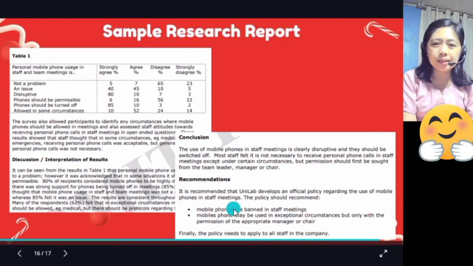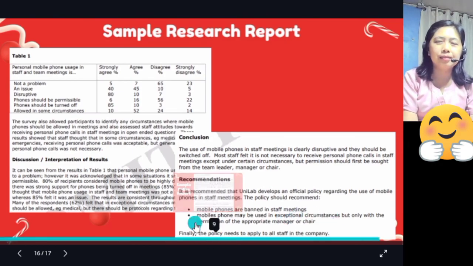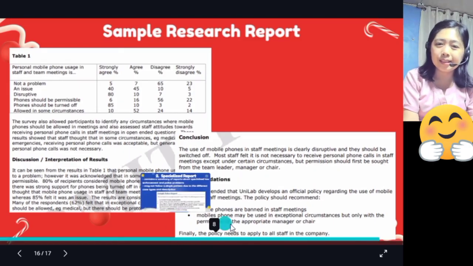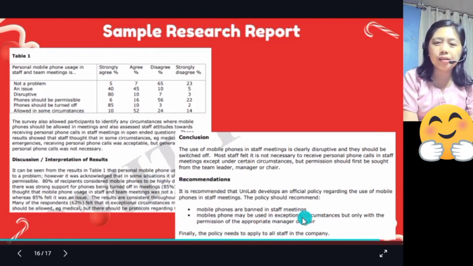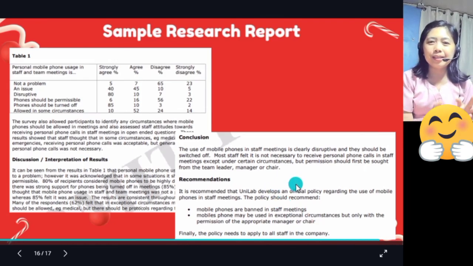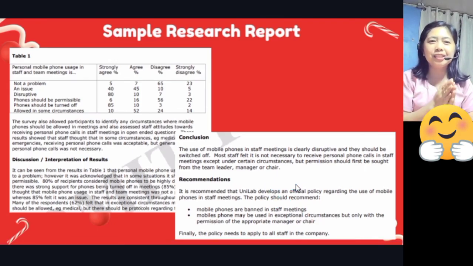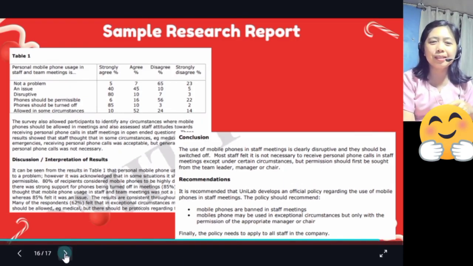So it is recommended that Unilab develops an official policy regarding the use of mobile phones in staff meetings. The policy should recommend that mobile phones are banned in staff meetings. And finally, the policy needs to apply to all staff in the company. Okay, so I hope you get it well there. So naa tay recommendations, no? Okay, so that's the research report. And that's it for our discussion.